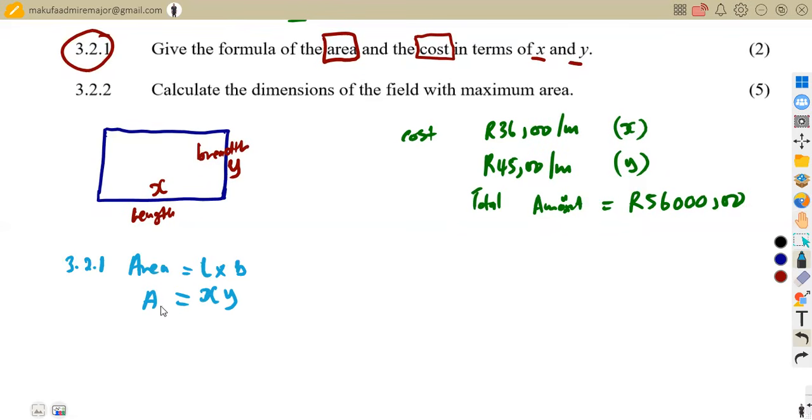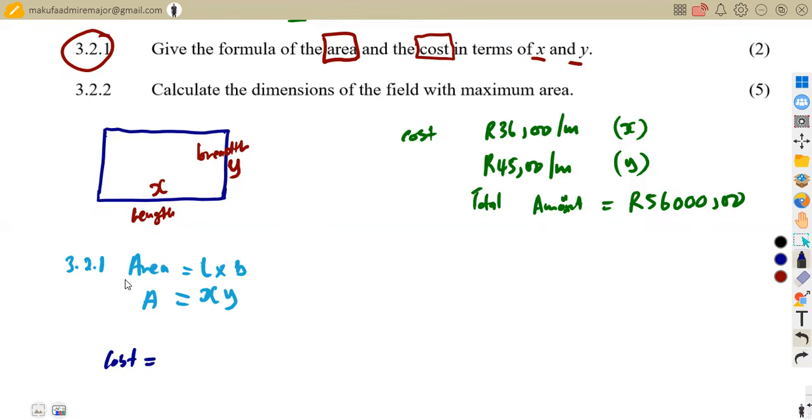If you want, you can write to say your area is in terms of X or in terms of Y, but just leave it like that, because here we've got two letters that we are considering. Then what about the cost? Because we need area and also the cost. So the cost, what is going to happen?